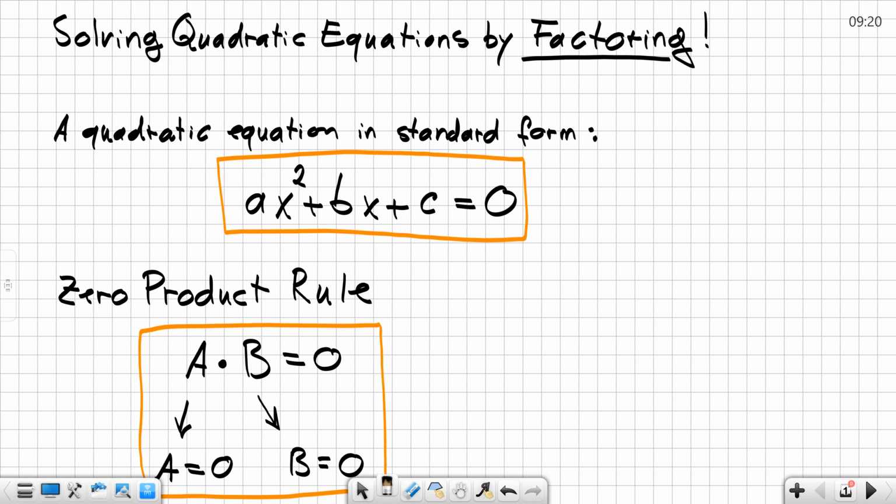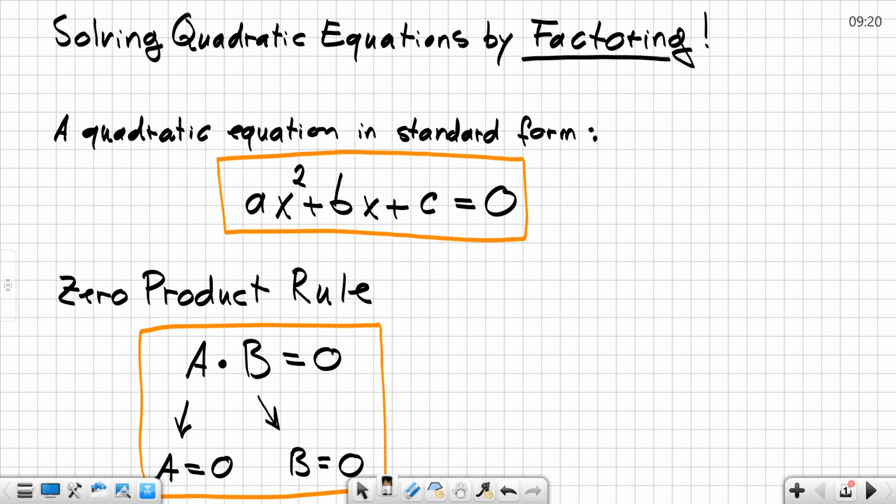Ta-da! Drum roll. Today we are going to actually look and find out why we have bothered so much about factoring polynomials. Because we are going to solve quadratic equations by factoring. This is the most elegant way that we can use to solve quadratic equations, and it is also the most useful and the easiest way to solve a quadratic equation.